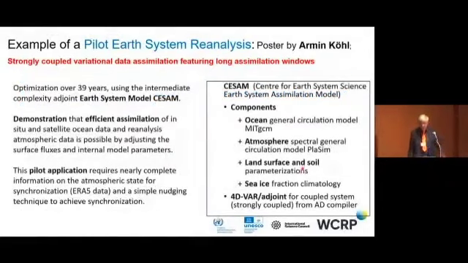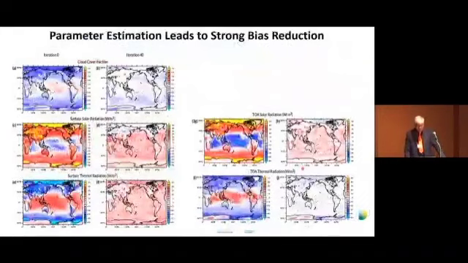I just want to make a plug actually for a poster that Armin Kerr will present tomorrow, because it's the first example of a pilot Earth system reanalysis that we did or are doing in Hamburg using a model. It's called CSAM. It's actually a coupled intermediate complexity model from which we get the adjoint using a compiler. We have the adjoint to this model, and Armin will present this very briefly. This is an example of how you can remove biases through this. It's actually almost a 40-year-long Earth system reanalysis. It's a pilot, so we would never actually sell this as the best state.